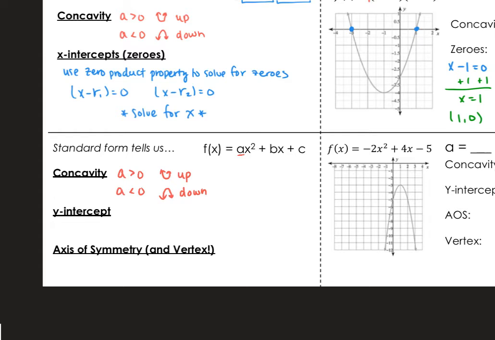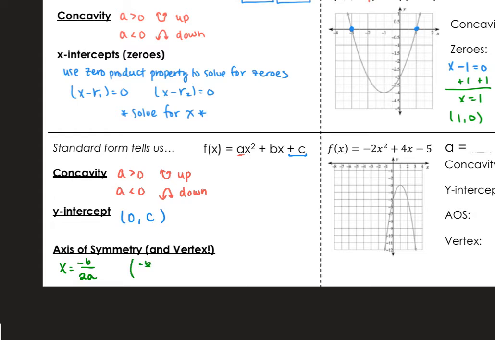So the same rule as the previous ones. For the y-intercept, we're going to look at c, and my y-intercept is going to be 0 and whatever c is. And then for my axis of symmetry, we're going to use the equation x equals -b over 2 times a. So that's going to give us our axis of symmetry.